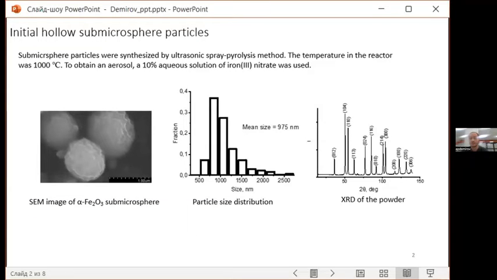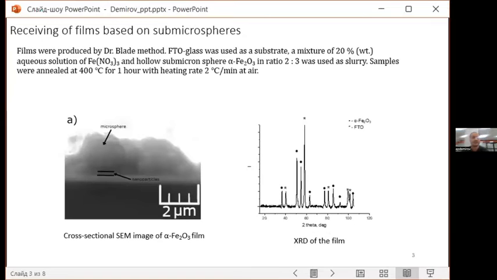This structure provides charge separation. So as you can see, the average particle size is equal to 975 nanometers, and XRD analysis showed that these particles are hematite. So the next step is receiving the film.